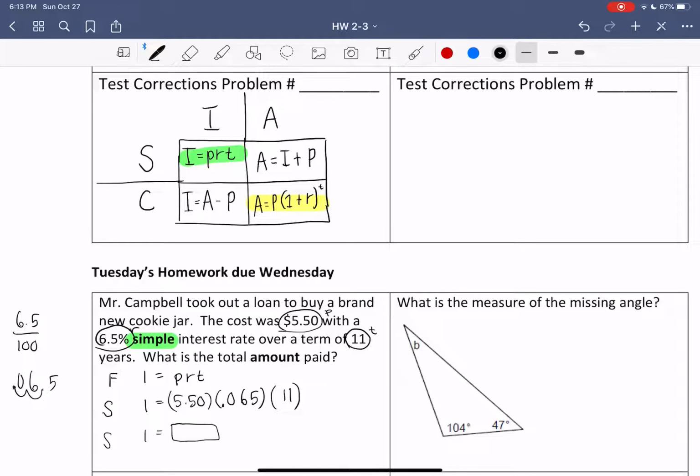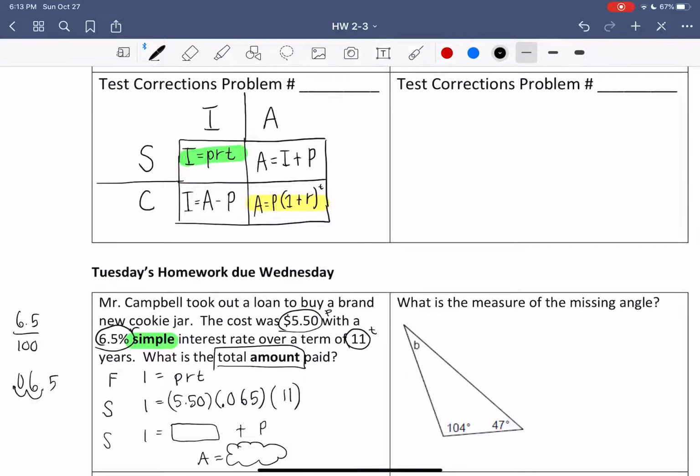And then in order to find my total amount, because that's what they're asking for, I'm going to have to, right here, it's on simple interest. So in order to find my total amount, I'm going to have to add my principal, and that will give you A equals, and so this will be your final answer right here.